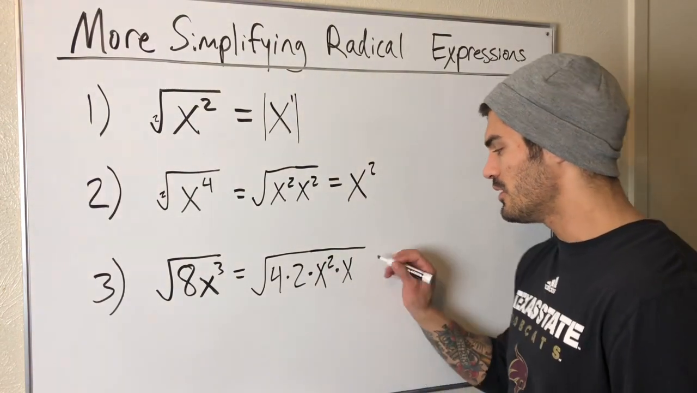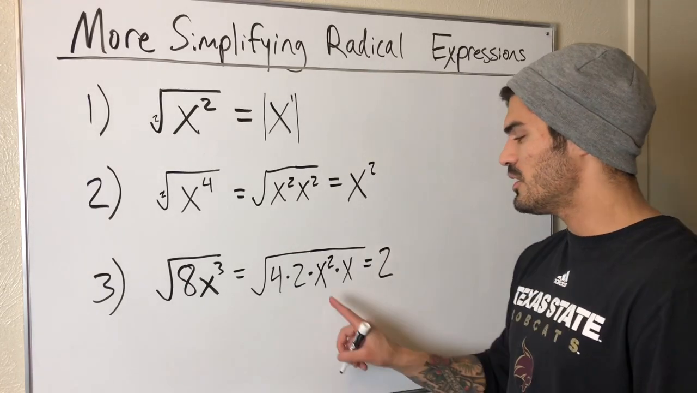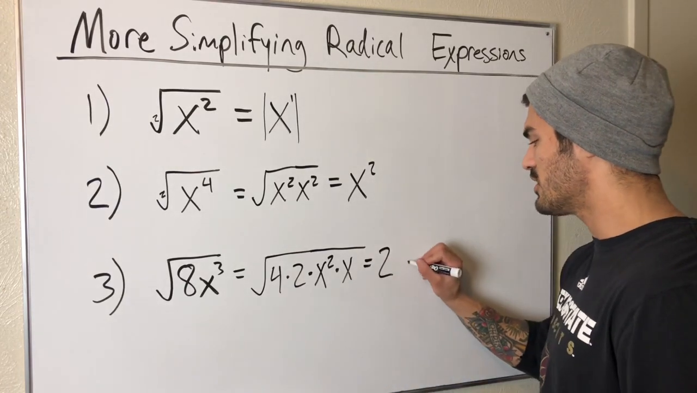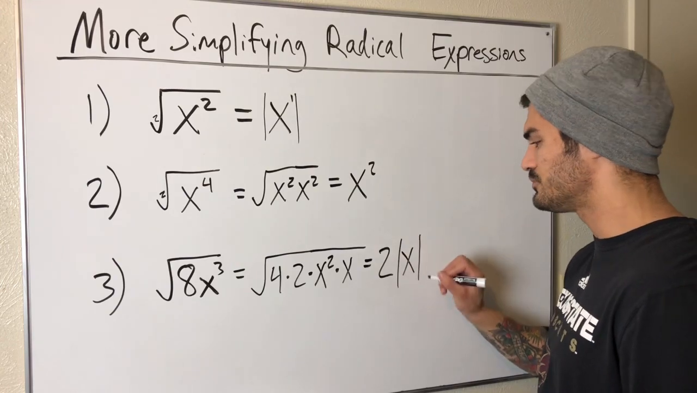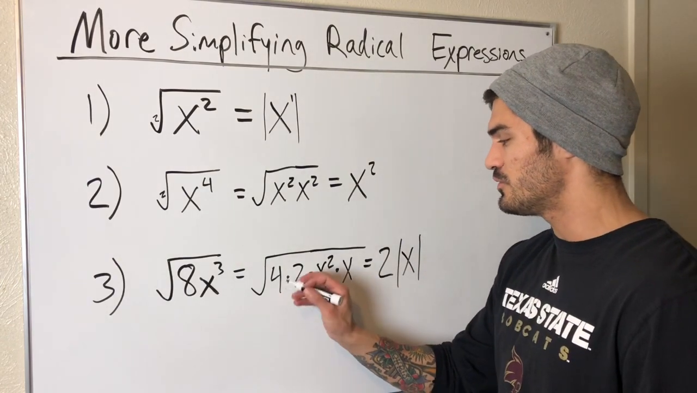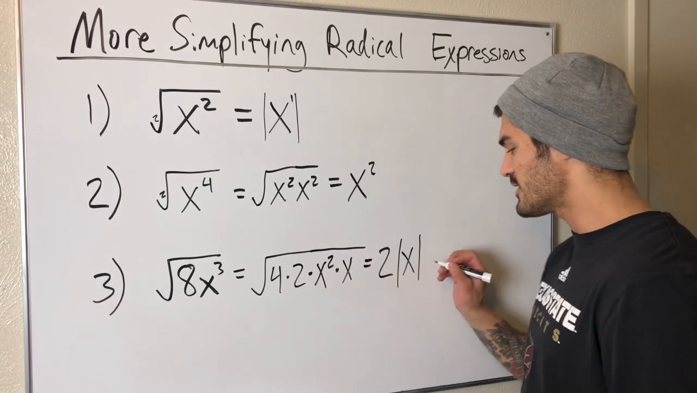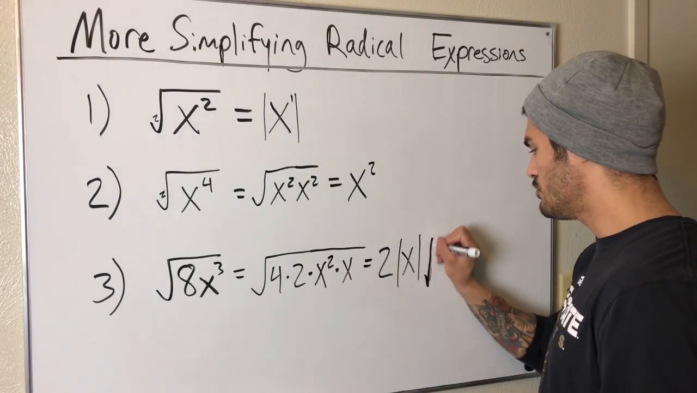So what can we take out here? We could take out the 4 and it comes out and becomes a 2. And we could take out the x squared and it comes out and becomes an x with an absolute value. And what's left in here? We're taking out the 4, we're taking out the x squared. We got 2x left.